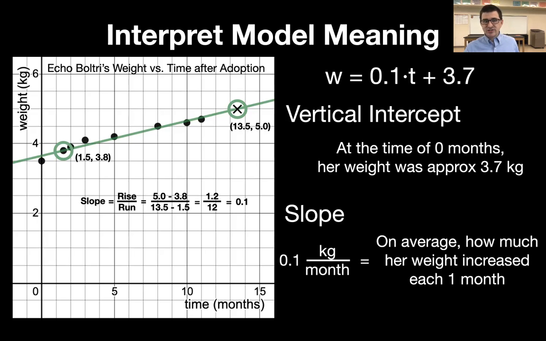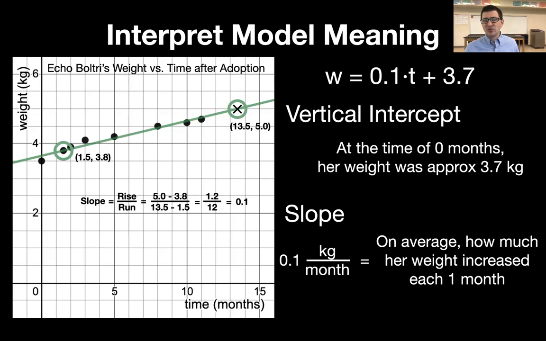on average, because some months she went up a little bit more, some months she went up a little bit less, but on average, how much Echo's weight increased every month. So every month, on average, it seems like her weight is going up by 0.1 kilograms.